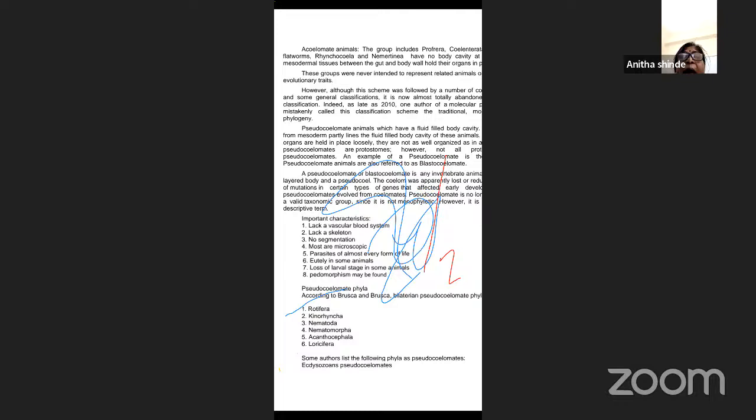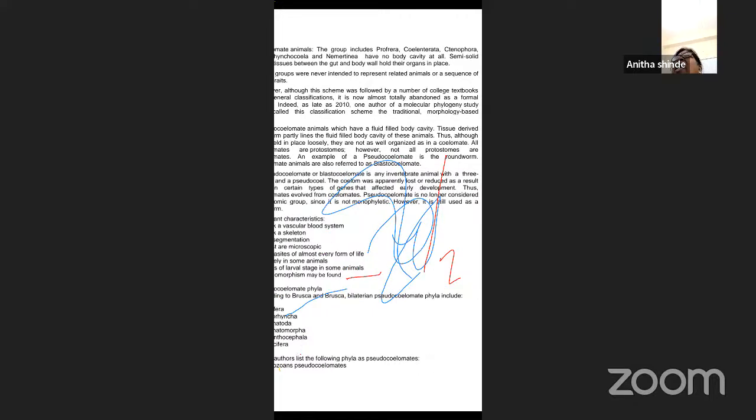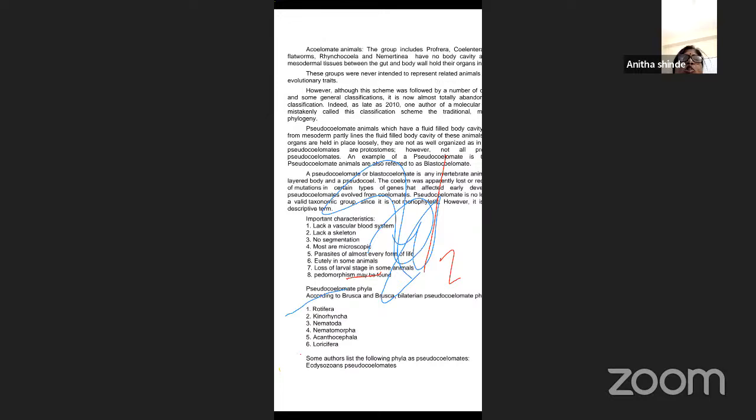So it will partly line the fluid-filled cavity of these animals. Although these organs are held in position, they are not held tightly here. They are loosely arranged, so they are not at all well organized. That is why they are called pseudocoelomate animals, meaning a false coelom. Though a coelom is present, it is false. Why? Because the mesoderm will not completely line the body wall as well as the alimentary canal. It will line only partially.